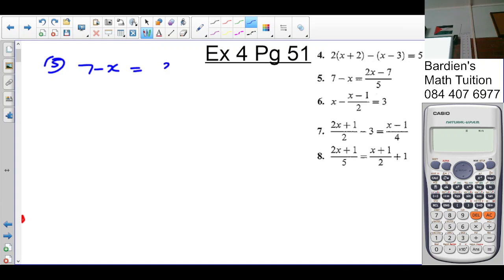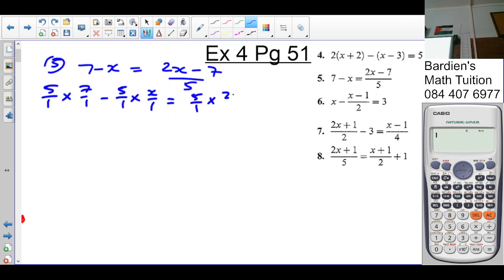Read for me your first line. What's your LCM? 5. Carry on. 5 over 1 times... yes. Minus... yes. Right, carry on. 5 into 7, yes. Yes. Right. Yeah.